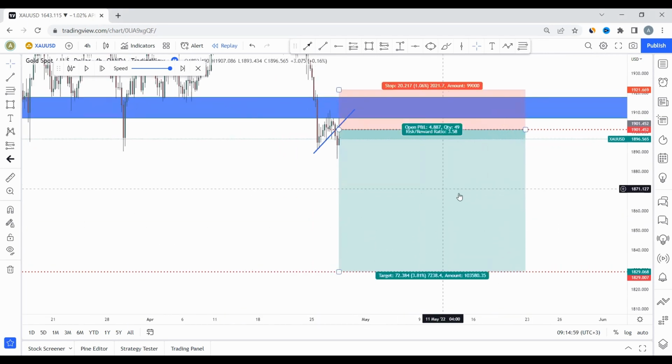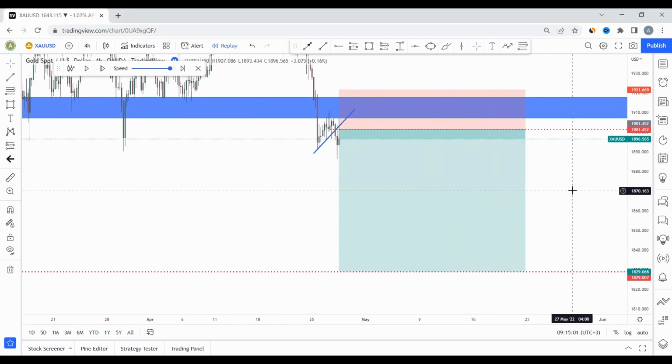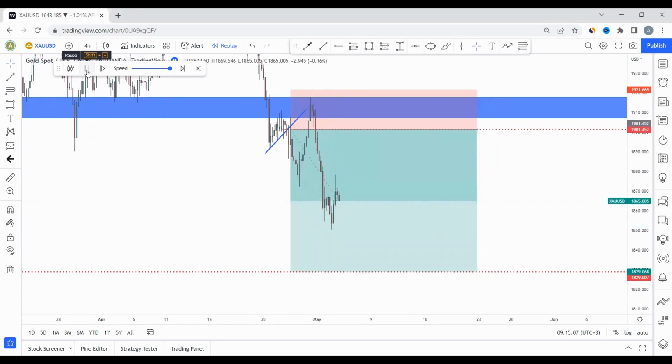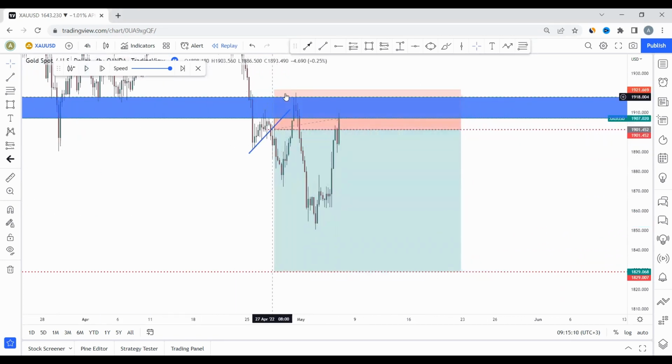So now, these are our parameters that we have set. We have set our stop loss properly and our take profit. So let's play and we see if we shall hit stop loss or take profit. Now here you can see why we put our stop loss above this structure here.